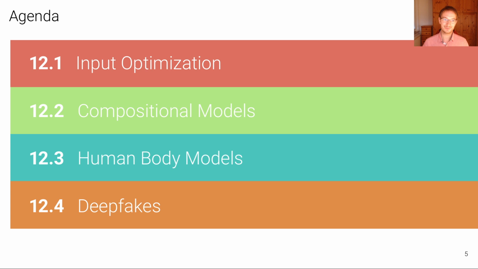This is the structure for today, the agenda for today. We will talk in unit number 1 about input optimization techniques. That's what I call them. There's a couple of techniques that fall into this category. It will become clear in a minute why I call this input optimization. In unit number 2, we are going to talk about compositional models and holistic models. In unit 3, we are going to cover human body models. And finally, we're going to briefly talk about deepfakes, which are so much in the news these days.